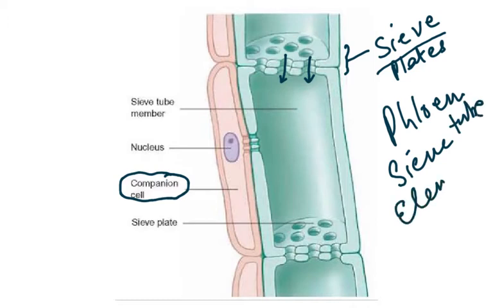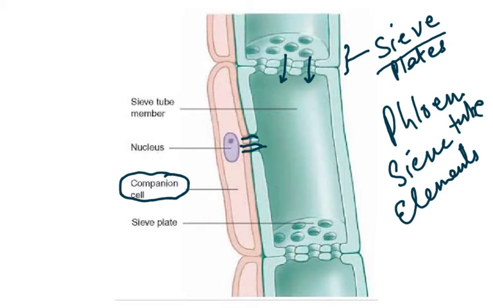And the friends of the sieve tube elements are companion cells. A very nice word, companion. Companion means somebody who's there for you all the time, a friend, a confidant. The companion cell has these plasmodesmata connecting it. The companion cell is a normal cell, but it's got a lot of mitochondria in it because it's going to help in loading and unloading. So the companion cell is a normal cell next to the sieve tube element.